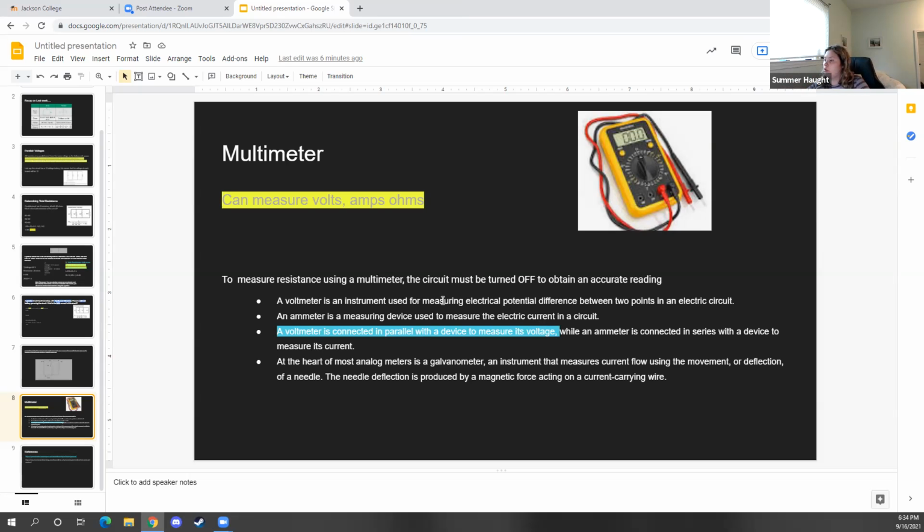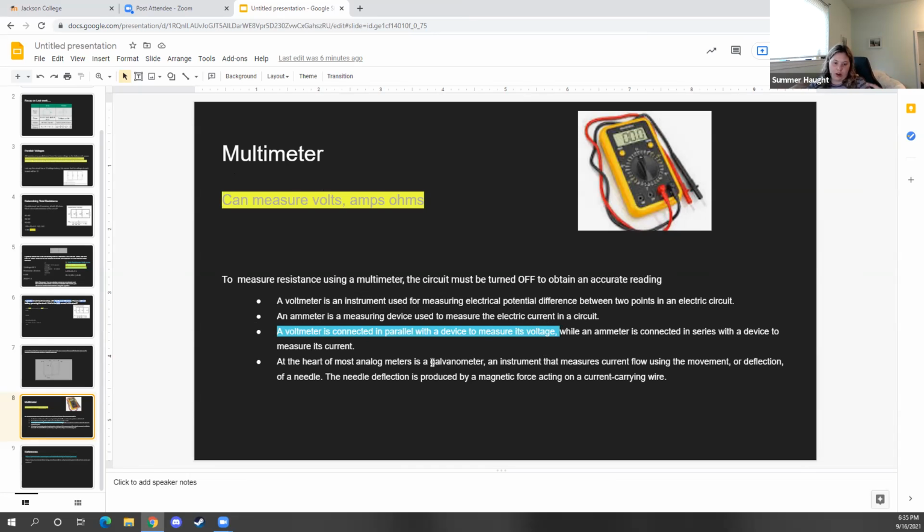So that's important too. A voltmeter is something that can measure the electrical potential difference between two points in an electric circuit. An ammeter is a measuring device used to measure electrical current. So we have a multimeter, which is obviously the best to use because it can measure all of it. A voltmeter can only measure voltage, an ammeter can only measure current, and a voltmeter is connected in parallel with the device to measure its voltage.